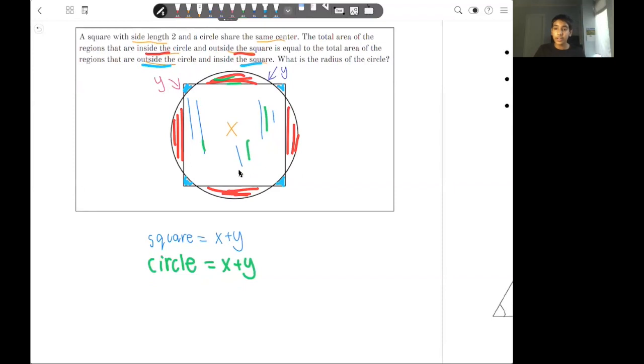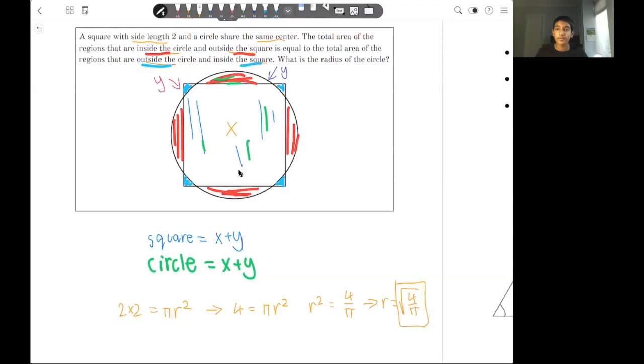That was a really cool trick in this problem. And now the rest of the problem isn't that bad. The area of the square is equal to the area of the circle. So 2 times 2, the area of the square, is equal to pi r squared. And now we just have to find r. This means that 4 is pi r squared, or r squared is 4 divided by pi. That means that r is the square root of 4 divided by pi.